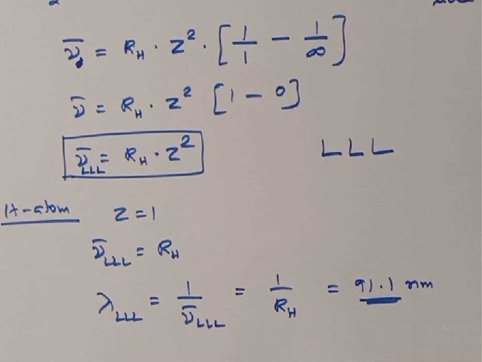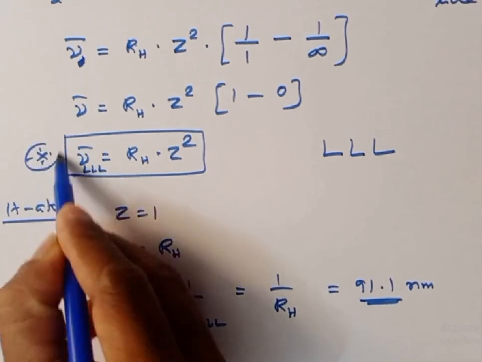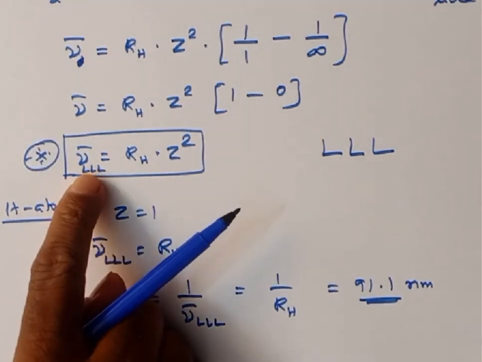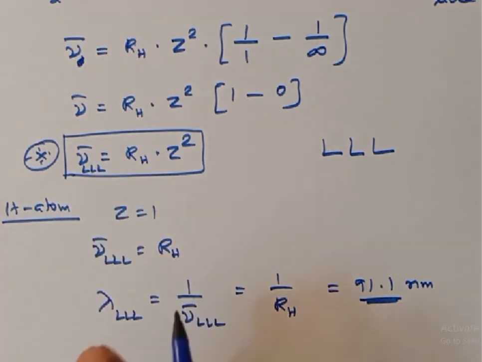Is this clear? Yes, sir. Okay, note the formula. Remember the formula, this is very important. This is the formula for the wave number of the limiting Lyman line. Similarly, we have formulas for Balmer, Paschen, Brackett, and Pfund lines, right? But all these formulas have some common relations, so we can easily identify them.